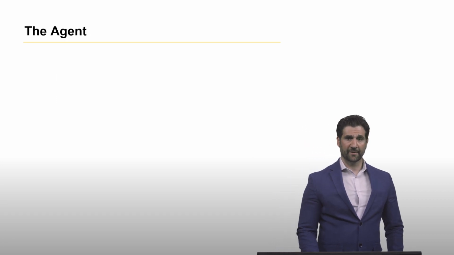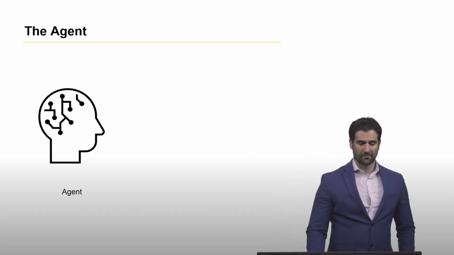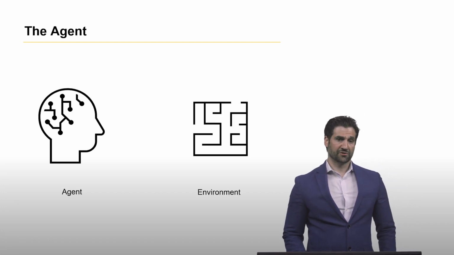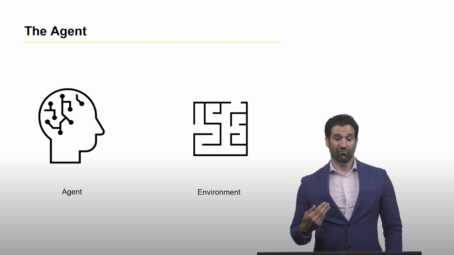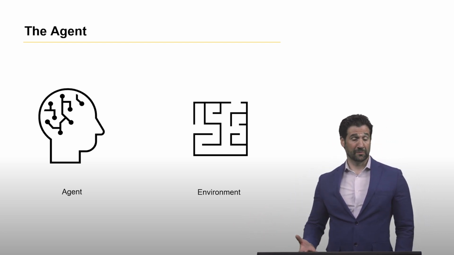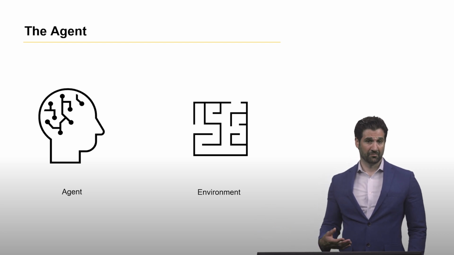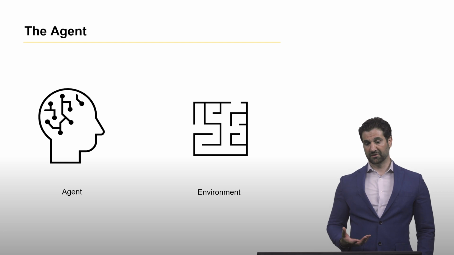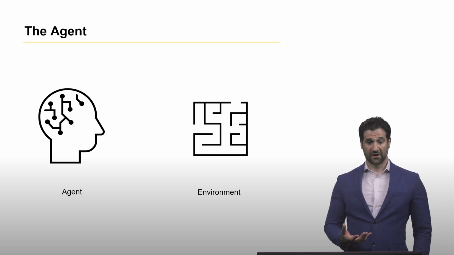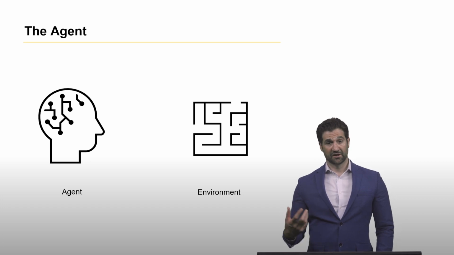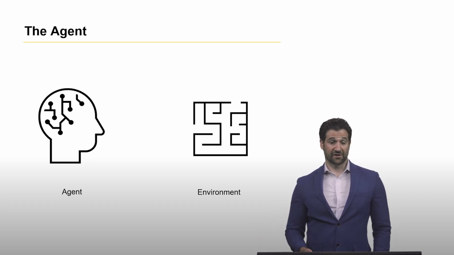All right, so let's talk about the agent. Here we have an agent, and it interacts with an environment. One way to make this concrete is to think about a robot interacting with the world. But note, it doesn't necessarily have to be a robot. It could just be an algorithm to identify what's in a given digital image, and the environment is just the images that are given to it.